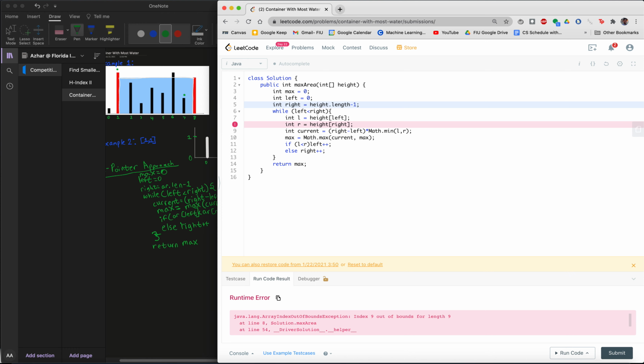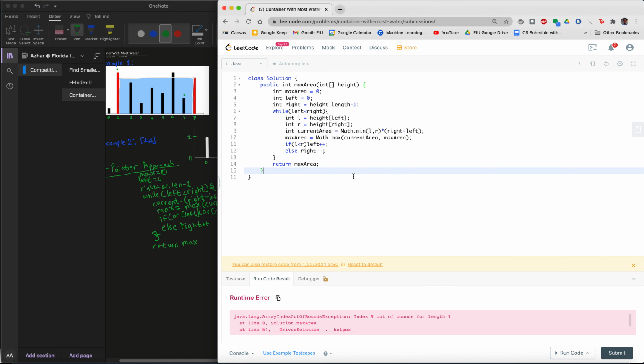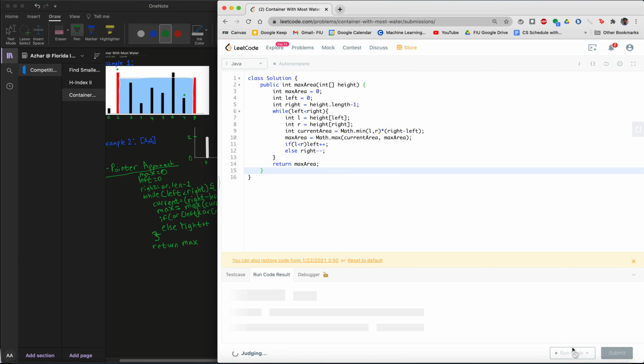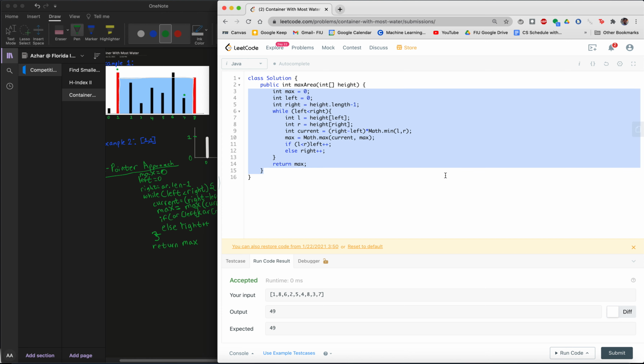Okay, this doesn't make any sense, so I'm just gonna copy what I have as a solution and paste it. It shouldn't be any different, really. Why is that different? Okay. Let's just submit this.